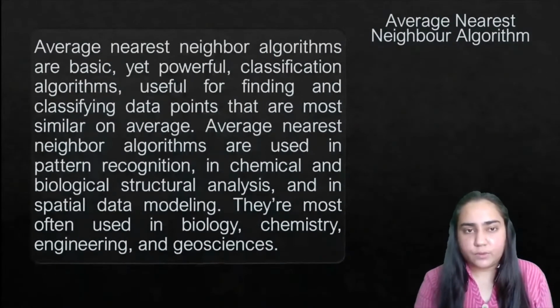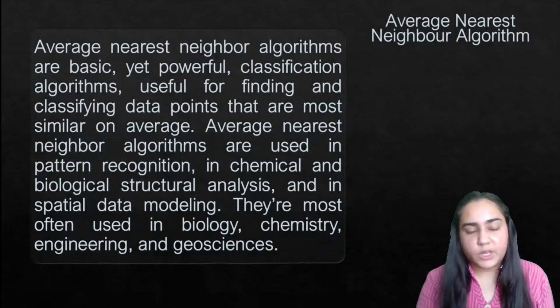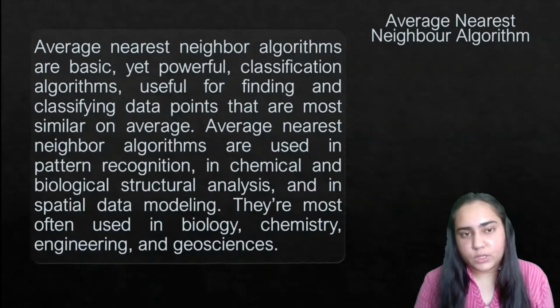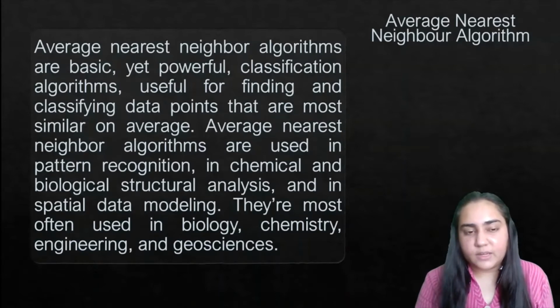Average nearest neighbor algorithms are basic, but they are powerful classification algorithms useful for finding and classifying data points that are most similar on average. Average nearest neighbor algorithms are used in cases where you have pattern recognition, in chemical and biological structural analysis, and in spatial data modeling. They are most often used in biology, chemistry, engineering, and geosciences.